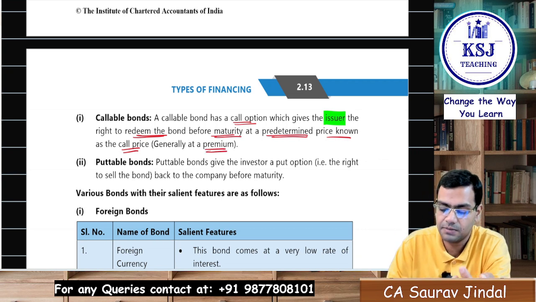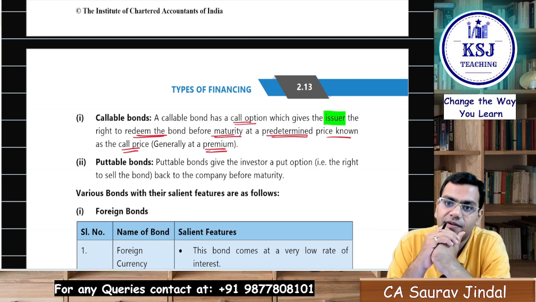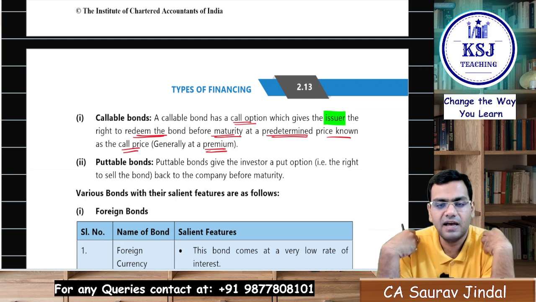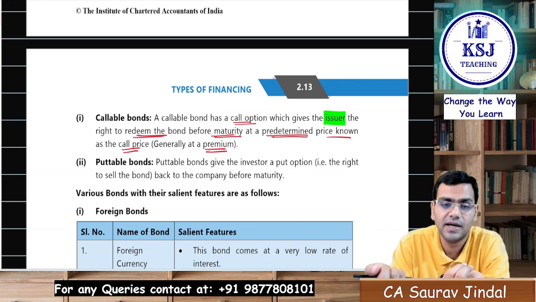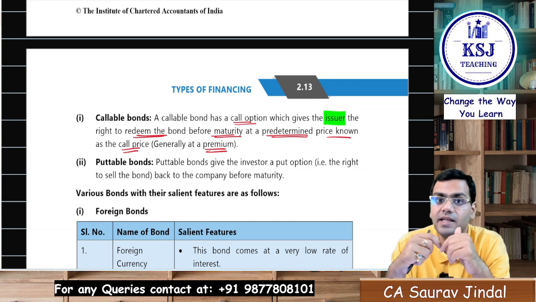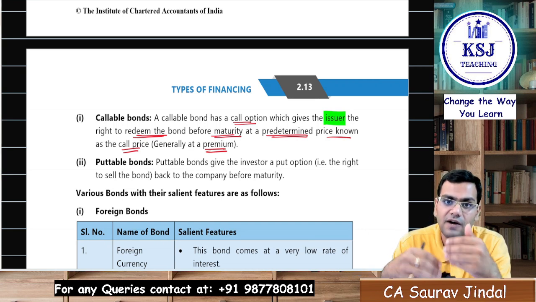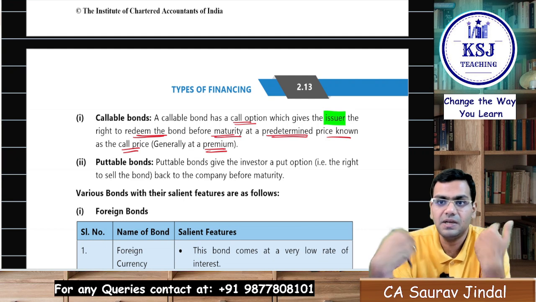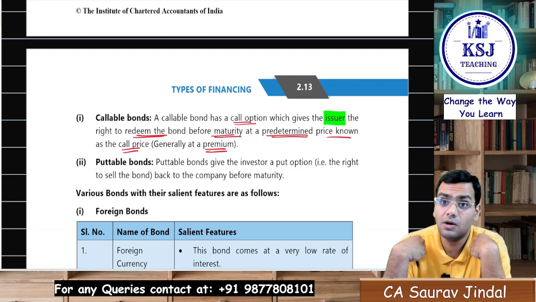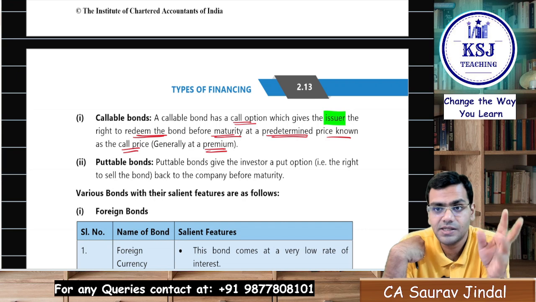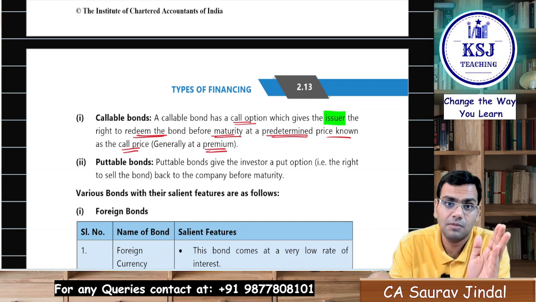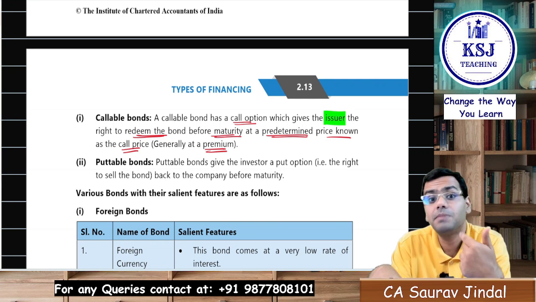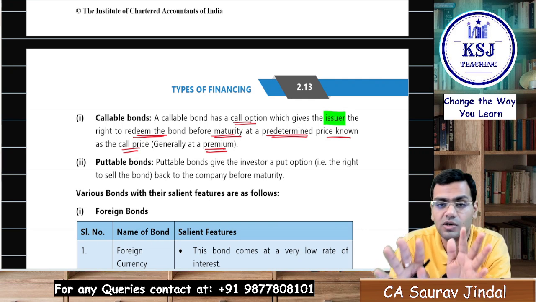Why will it be at a premium? For example, I have purchased a bond from company X. It is a 10-year bond. That means if I have invested in that company's bonds, I will be getting income for 10 years. Now, if after 7 years the company says, please give my bond back, I am losing out on 3 years of income. So the company says, we'll compensate you, we will redeem at a premium so that you do not face a loss of 3 years.